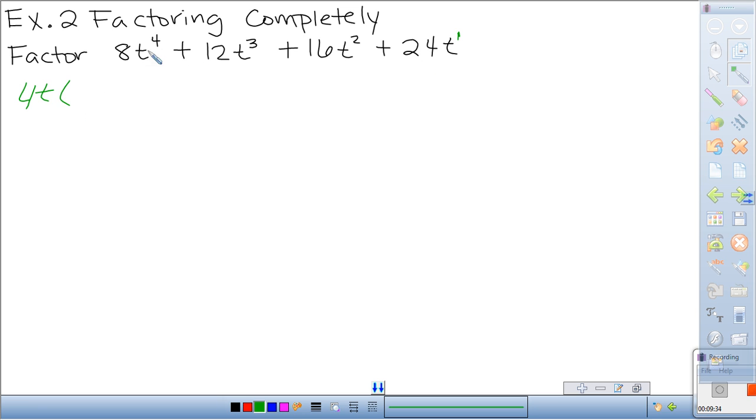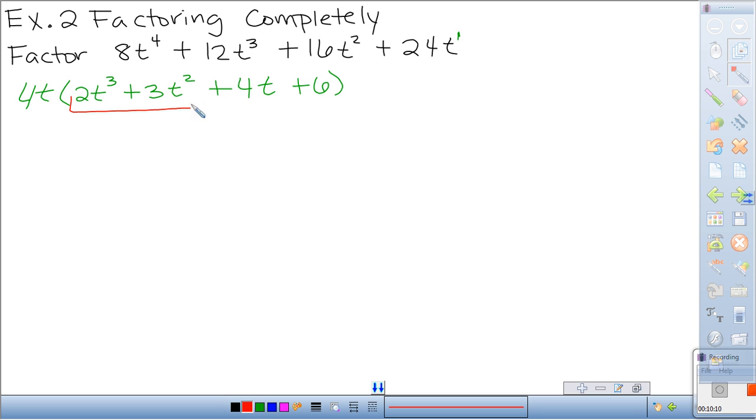We have 4t times what gives you 8t to the 4th? Well, 2t cubed. 4t times what gives you 12t cubed? So that's a plus 3t squared. 4 times 3, 12. T times t squared, t cubed, plus 4t times 4t gives you 16t squared. And finally, 4t times 6 would give you the 24t. Now we can take these four terms and factor them by grouping like we've been doing.